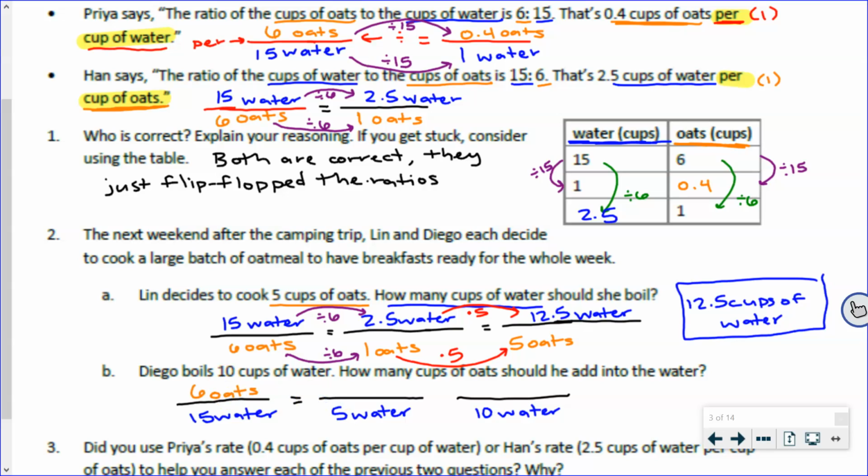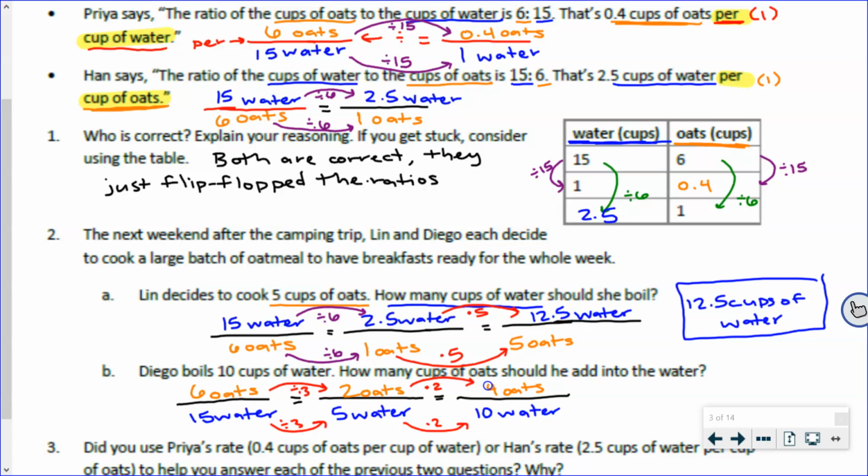The 15 changes to a 5 by dividing by 3. And the 6 would also then need to be divided by 3. And 6 divided by 3 is equal to 2 cups of oats. And now, can we change a 5 into a 10 very easily? Very easily. We are going to multiply by 2. So we need to do the same thing with the numerator. 2 times 2 is equal to 4 cups of oats.